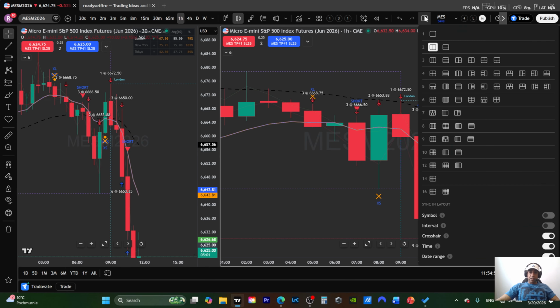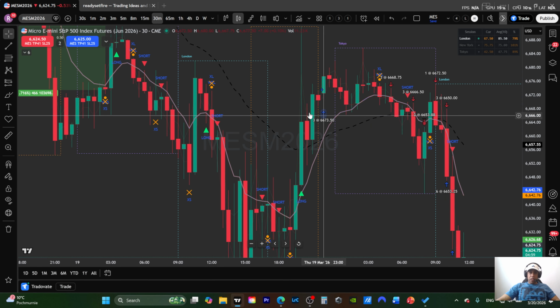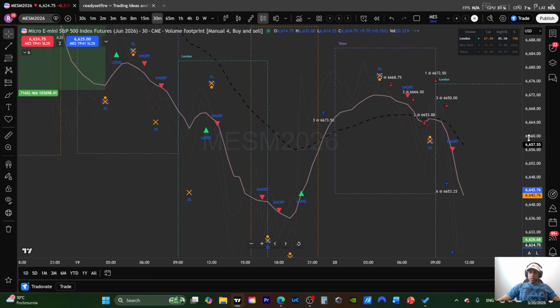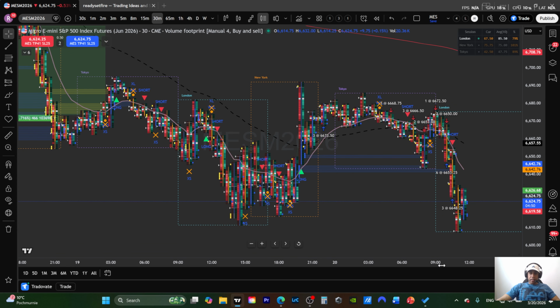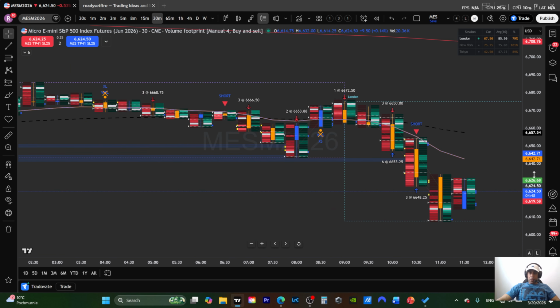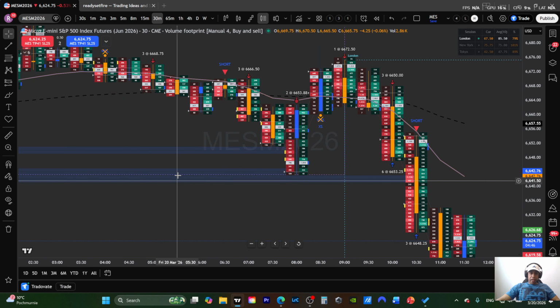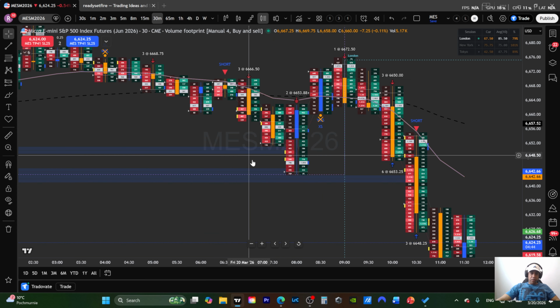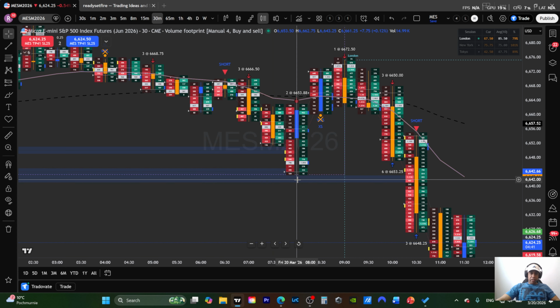Moreover, if I go to my volume footprint chart, there was a big area of imbalance, this area right here, right? And I was targeting this low over here. It didn't get quite all the way there.